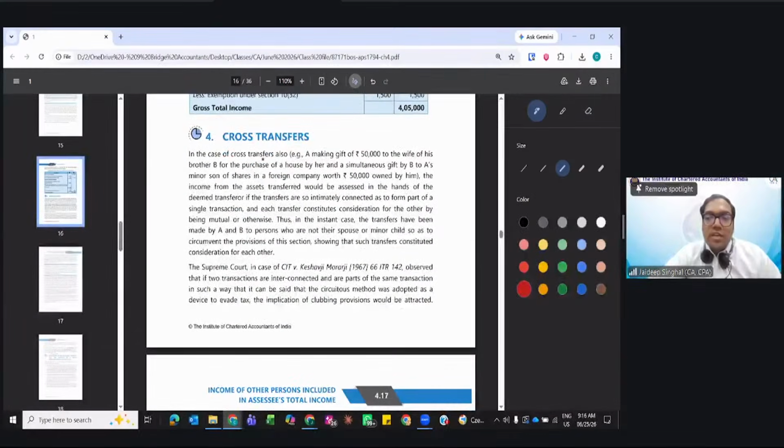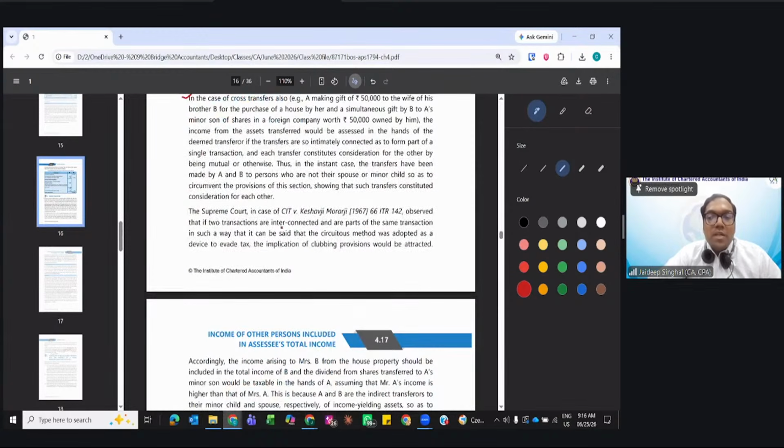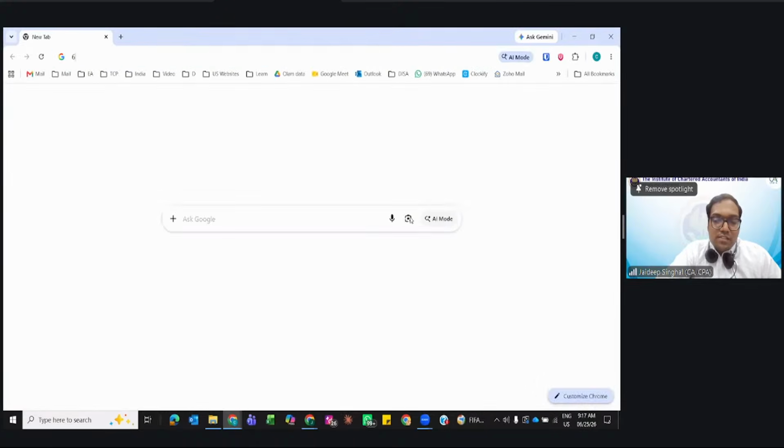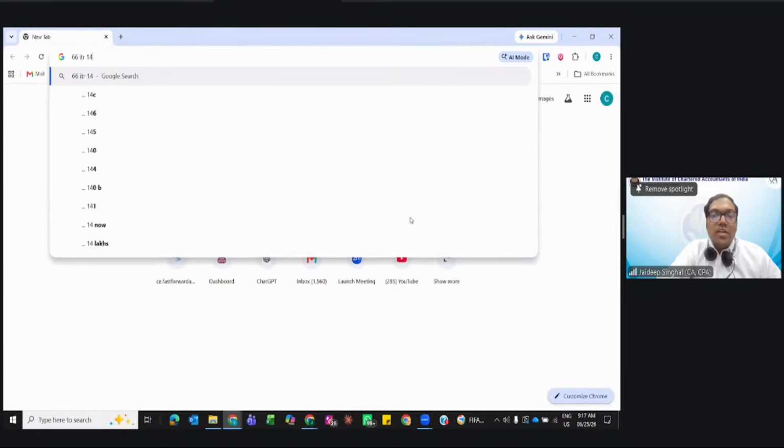Now this is the theory for this. You can study this paragraph. Come to the second paragraph. The Supreme Court, in the case of, remember this case law. This is important in case of cross transfer. Now, what is this 66 ITR 142? Can you tell me what is the 66 ITR 142? Let's write it. 66 ITR 142. Let's see what comes.